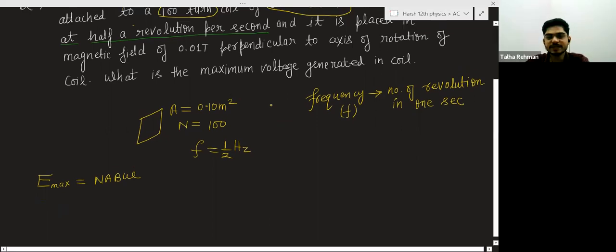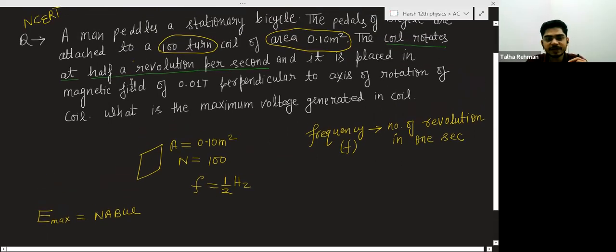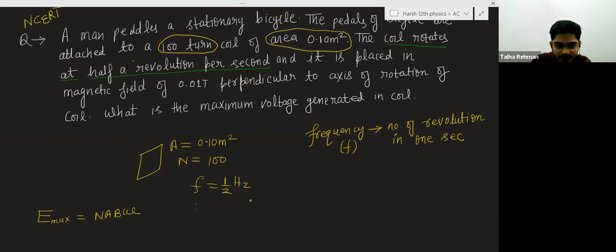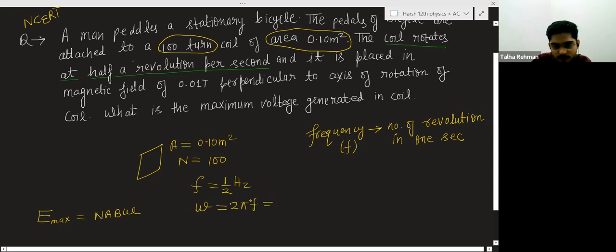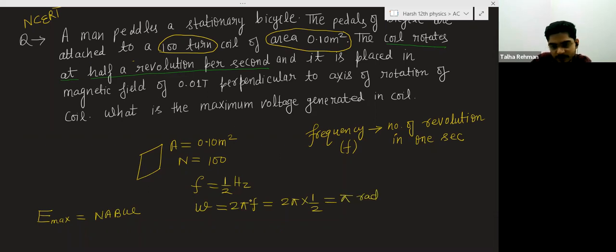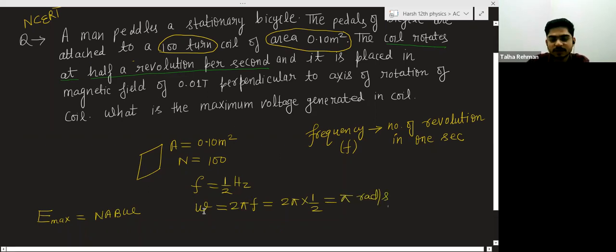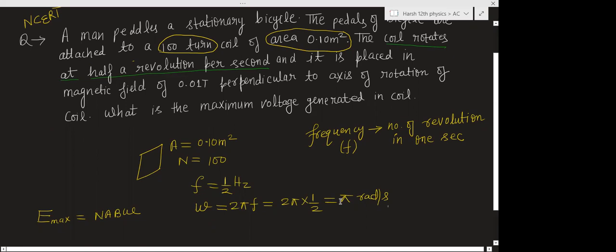So they are saying the coil rotates half a revolution per second. Means per second the coil makes half revolution, means frequency is half. Now from this frequency we can find the angular frequency, that is 2 pi into f. So this is 2 pi and f is half, so this will become pi radian per second. Radian per second is the unit of angular frequency.